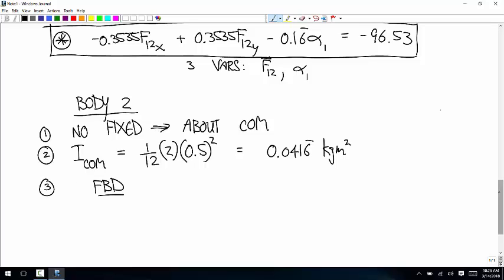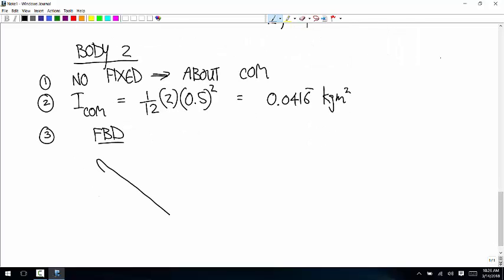And then free body diagram. We have the weight at the center. At the joint, we have the force on 2 by 1, which is negative F12. And then for this one, we have a clockwise couple of 100 Newton meters. I'll draw that as counterclockwise and just call it negative 100.